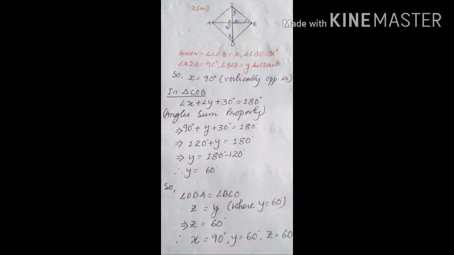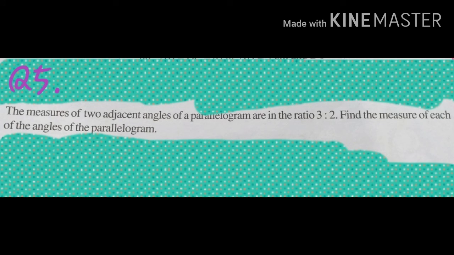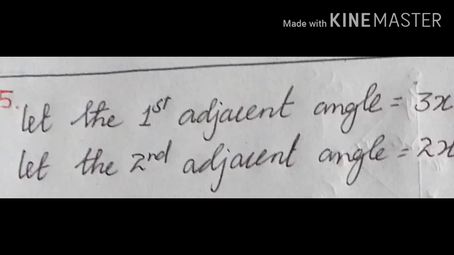Now just look at question number 5. The measures of two adjacent angles of a parallelogram are in the ratio 3:2. Find the measures of each of the angles of the parallelogram. We remember that two adjacent angles add up to 180 degrees, supplementary. But here we have not been given the values, we have been given the ratios. So first we have to let it. Clear? Let the first adjacent angle be equal to 3x. Let the second adjacent angle equal 2x.